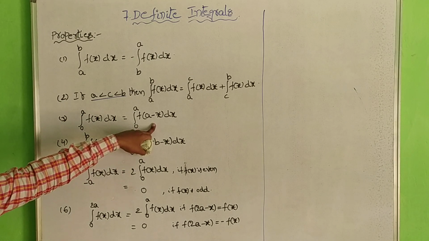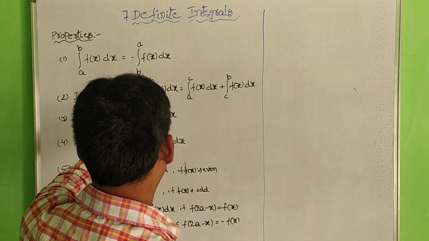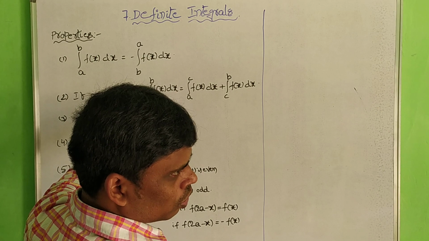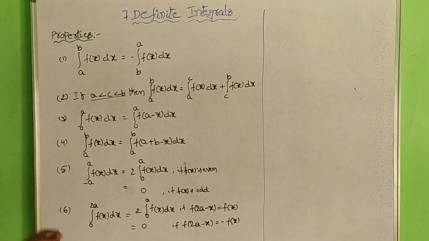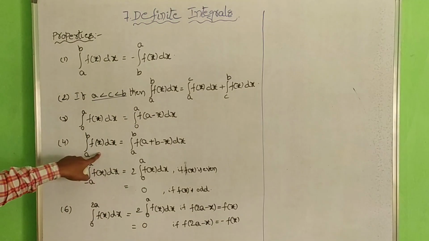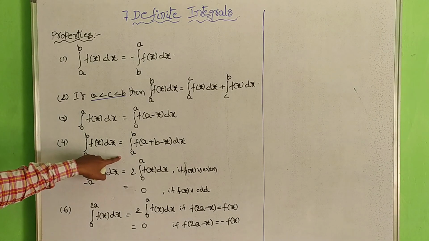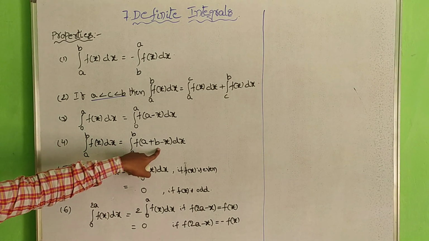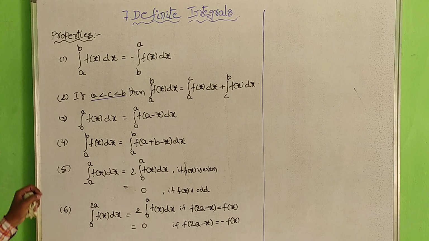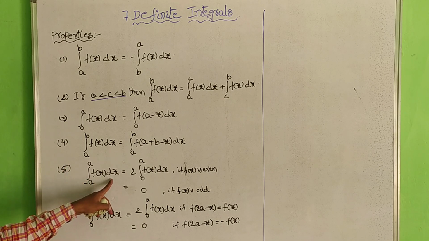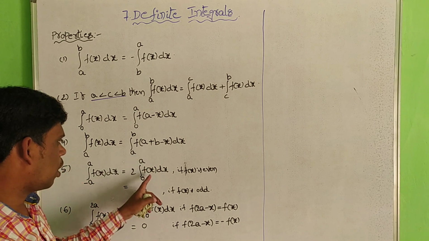Next property: integral 0 to a f of x dx equals integral 0 to a f of a minus x dx. Next, integral a to b f of x dx equals integral a to b f of a plus b minus x dx. This is the fifth one. Next, integral minus a to a f of x dx equals 2 times integral 0 to a f of x dx if f of x is even.